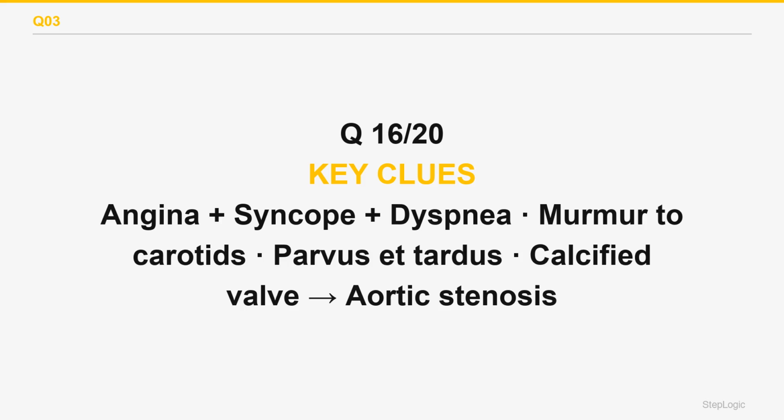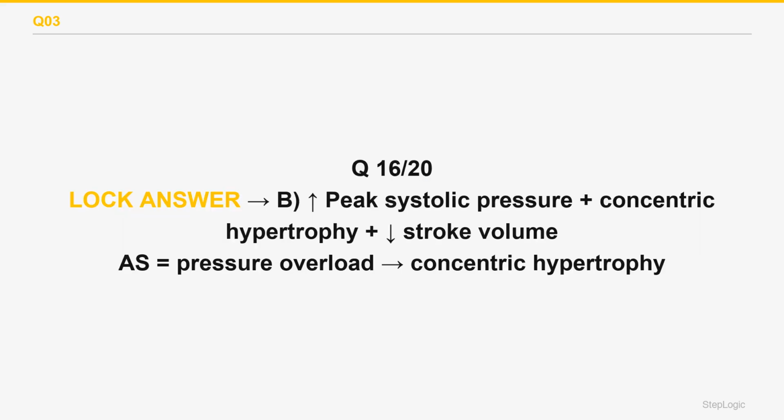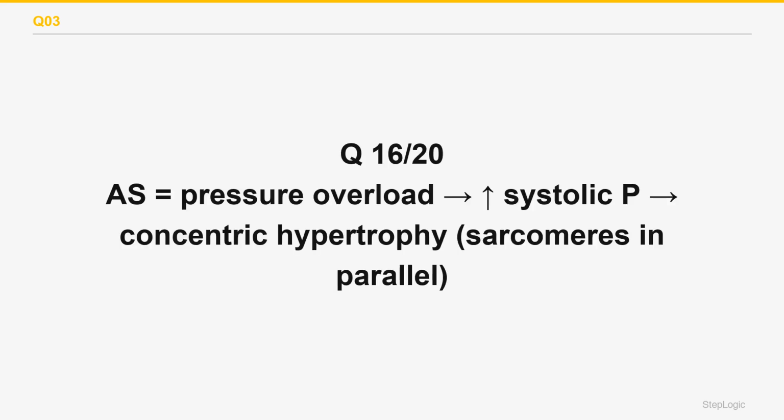Walls thicken, the chamber stays the same size or shrinks, and compliance falls. Despite the hypertrophy, stroke volume eventually declines as the obstruction worsens. The triad of angina, syncope, and dyspnea in aortic stenosis signals poor prognosis without valve replacement. Concentric hypertrophy reflects pressure overload, sarcomeres added in parallel. Contrast with aortic regurgitation, a volume overload that causes eccentric hypertrophy with a dilated, more compliant ventricle.